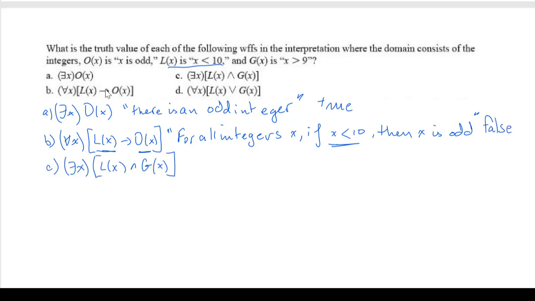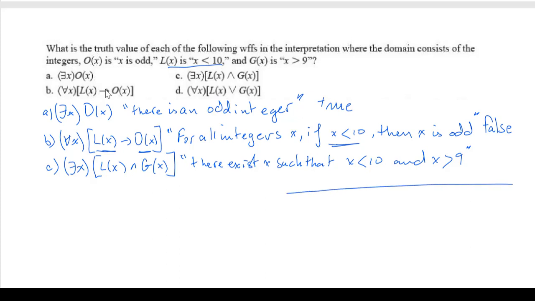There exists X, L(X) and G(X). There exists an integer X such that X is less than 10 and X is greater than 9. So let's look at it. Stop here and think about it. Maybe you could draw a diagram. We have X less than 10 strictly, and we have X greater than 9. So what is the integer between 9 and 10 that makes both of them correct? So the answer is false.